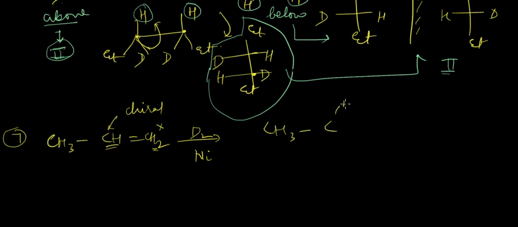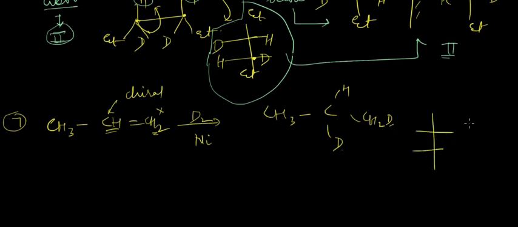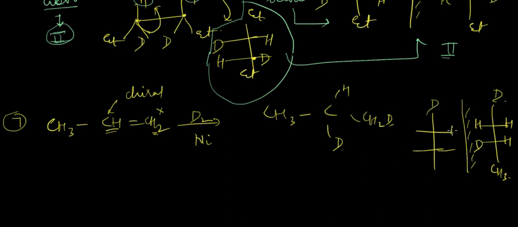if H and CH2D are here, D can attach below the plane and above the plane, so we will have a racemic mixture again in which we would have something like this, where D, H, CH3 and H, H and D. Okay, and in the second case we would have something like H, H, H, D and CH3. Okay, let us look at the eighth example.